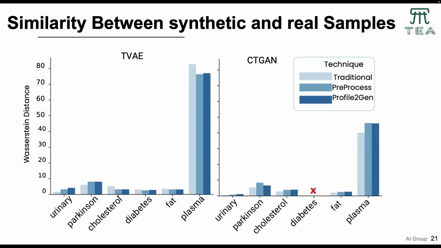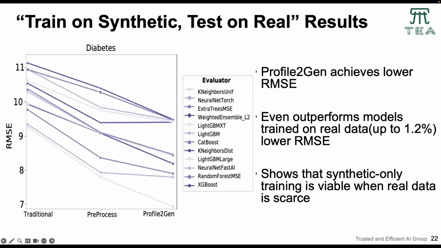So we can see that this one is quite low, right? The most blue one. So this one means that the Wasserstein distance for the synthetic data that's generated by the profile 2Gen is the smallest distance from the real data.